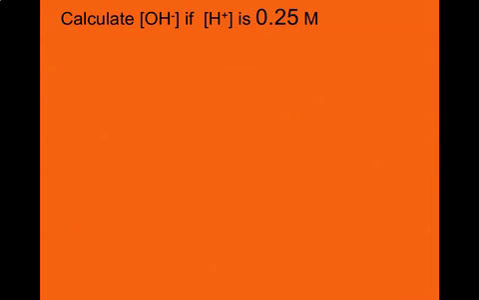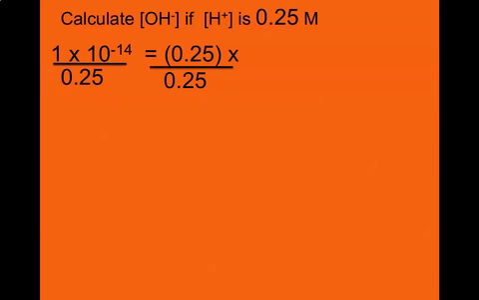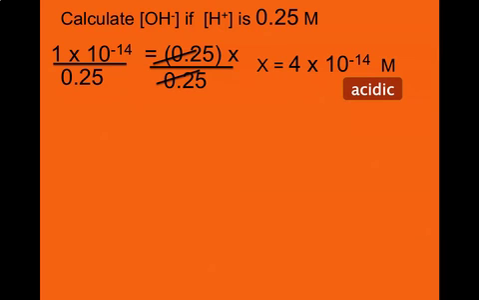Okay, let's look at another problem. We'll calculate OH if H is 0.25 molarity. So we still have Kw as 1 times 10 to the negative 14th equals 0.25 times x. We're going to divide both sides by 0.25. It's going to cancel on the right. And when we divide, we get 4 times 10 to the negative 14th, which is much smaller, so again we have more hydrogen, so it is acidic.